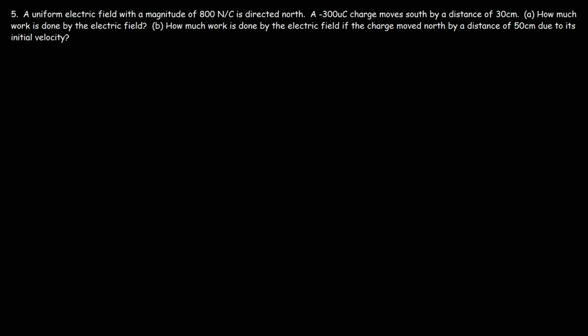Number 5. A uniform electric field with a magnitude of 800 newtons per coulomb is directed north. A negative 300 microcoulomb charge moves south by a distance of 30 centimeters. Part A. How much work is done by the electric field? So let's draw a picture. So we have an electric field that is directed due north. And then we have a negative charge that is moving due south.